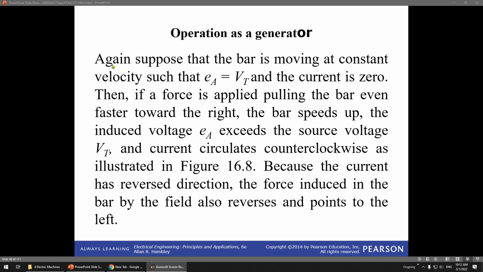If it is operated as a generator, suppose the bar is moving at a constant velocity such that EA equals VT and the current is 0. Then if a force is applied, pulling the bar even faster towards the right, the bar speeds up, the induced voltage EA exceeds the voltage VT, and the current circulates counterclockwise, as illustrated in this figure.